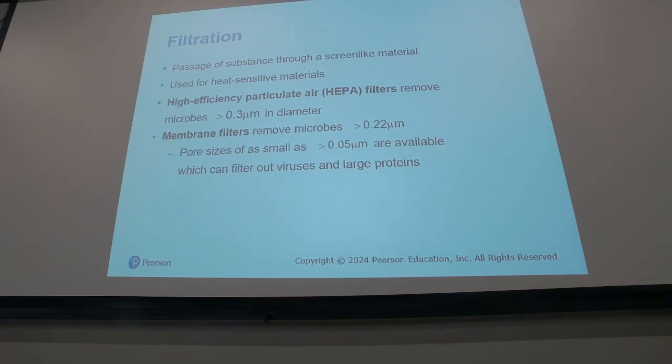Now for filtration, this is another physical method for controlling microbial growth. It is passing a liquid substance through a screen-like material. It is used to sterilize or to control the microbial growth of heat-sensitive materials. Like for instance, HEPA filters. They are used to sterilize the air. It has pores that are useful to trap microorganisms or particles greater than 0.3 microns in diameter.